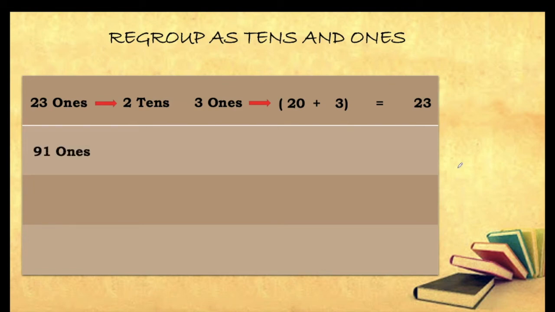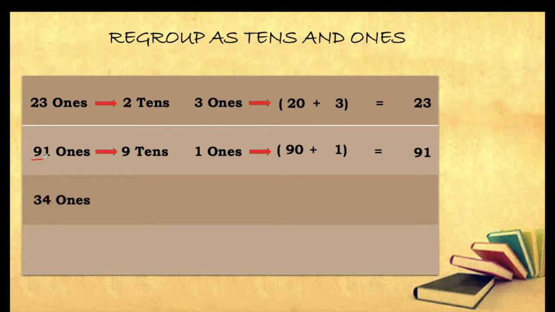Next one, 91 ones. So how many ones make 10? 10 ones make 10. So here in the tens place we have 9. So you can write it as 9 tens and 1 one, which can also be written in numeral as 90 plus 1, which is 91.